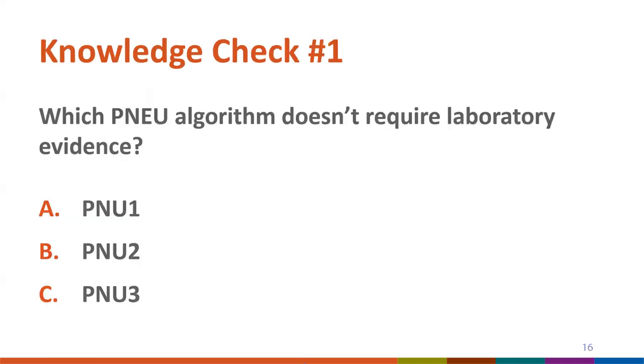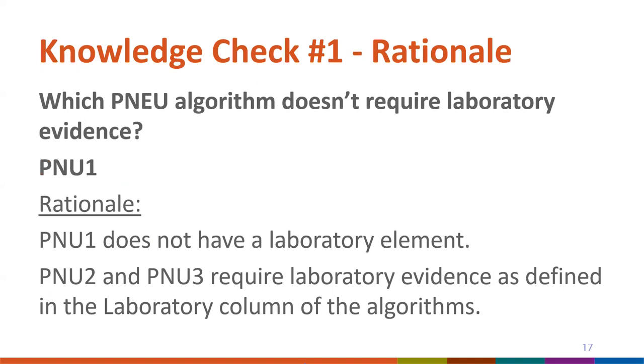And here's our first knowledge check. Remember to place your answer in the chat. Which new algorithm doesn't require laboratory evidence? A, new 1, B, new 2, or C, new 3? Jennifer, I'm seeing mostly A's at this point. Excellent. The correct answer is A, new 1. New 1 does not require laboratory evidence to be met. However, new 2 and new 3 do require laboratory evidence as defined in the laboratory column of the algorithms.